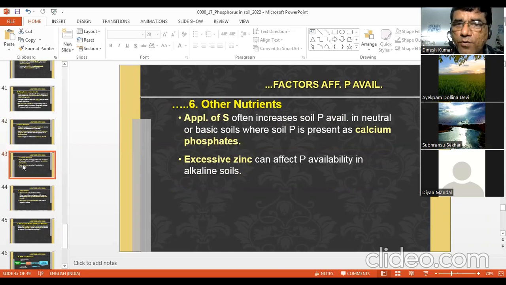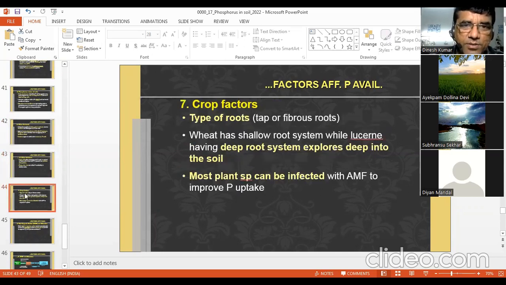Application of sulfur often increases phosphorus availability, particularly in alkaline soils. In alkaline soil, if you apply sulfur, it will reduce the pH and hence increase the phosphorus availability. Excessive zinc can affect P availability in alkaline soils.